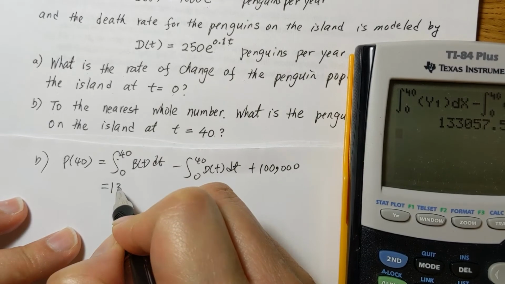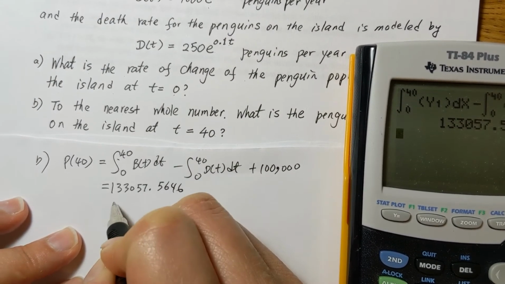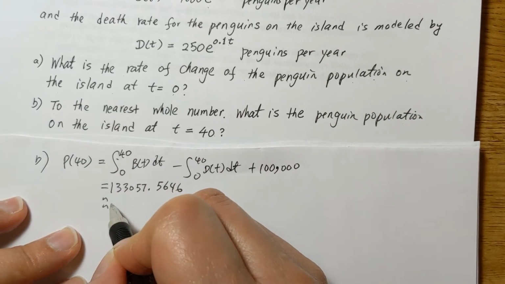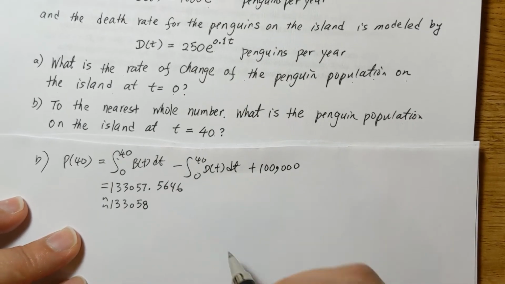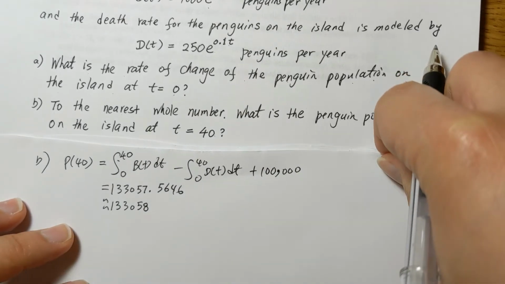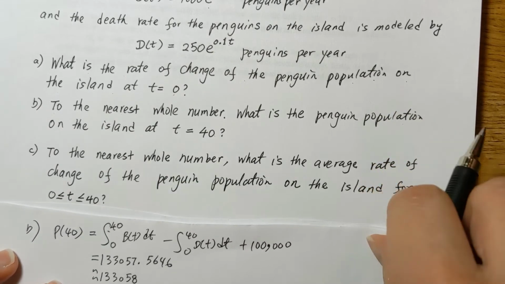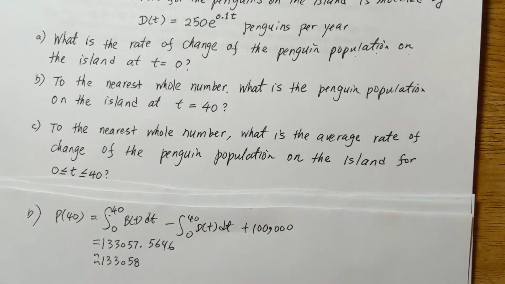So we get 133,057.5646. The question asks for the nearest whole number, so we're going to round it to 133,058 penguins. So we finished part B. Let's take a look at part C.